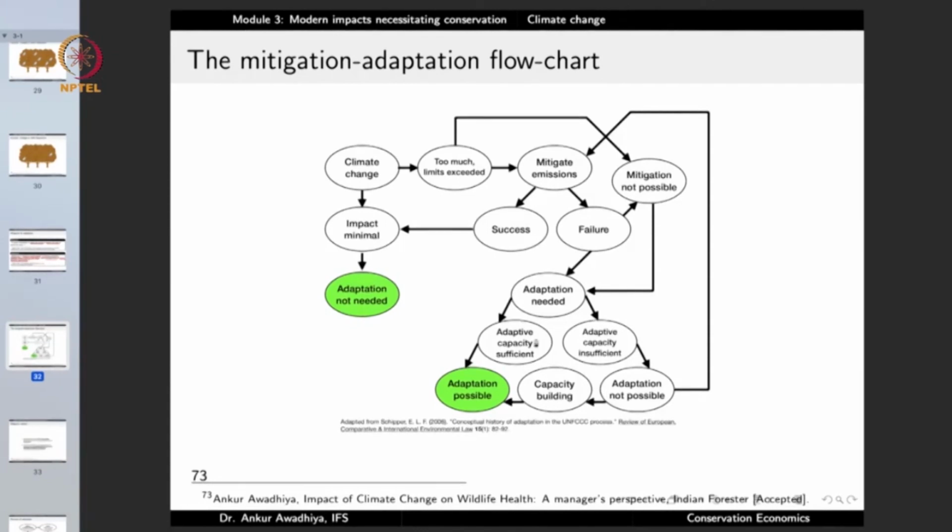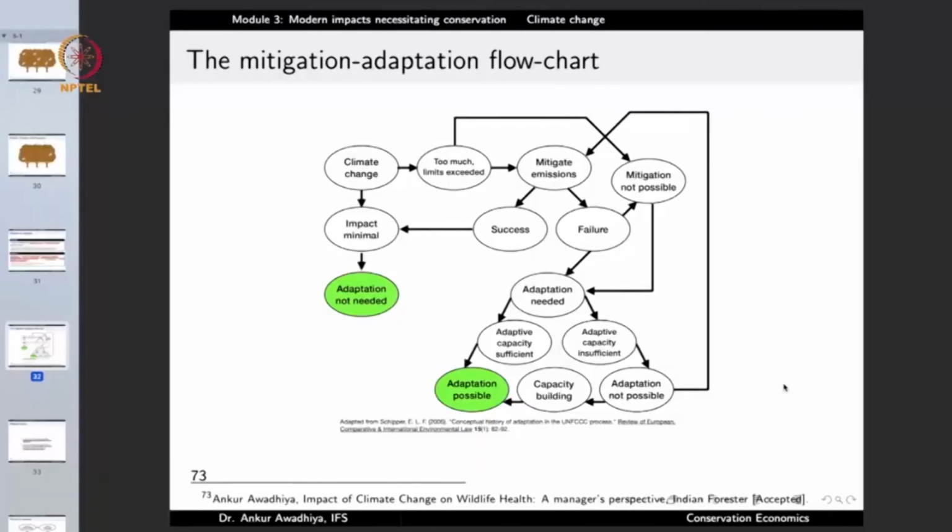Now, if adaptation is not possible, here again you have two options. You can build up the capacity, so that you build your adaptive capacity. You find out ways in which you can have more sources of energy, you can have more air conditioners, you try to increase your capacity of adaptation as a society. And if you are able to do that, then adaptation becomes possible.